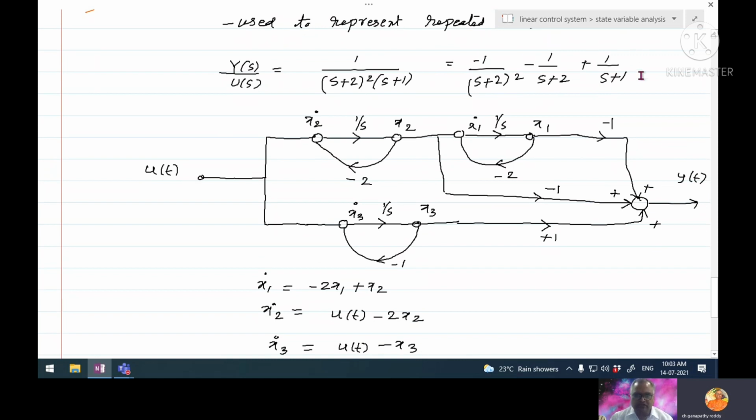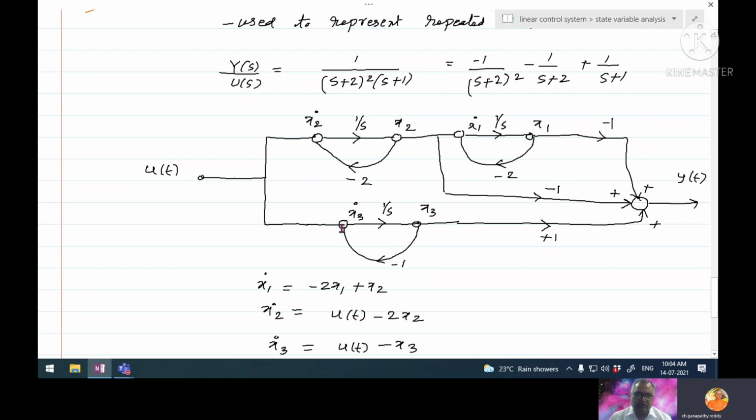So finally it looks like this. How can you implement this? This particular term, this is 1 by s plus 2, this is 1 by s plus 2, this is also 1 by s plus 2. When you multiply, what is the output? 1 by (s plus 2) whole square. That should be multiplied with minus 1; that is one output. Second one is 1 by s plus 2, and this output is multiplied with minus 1.